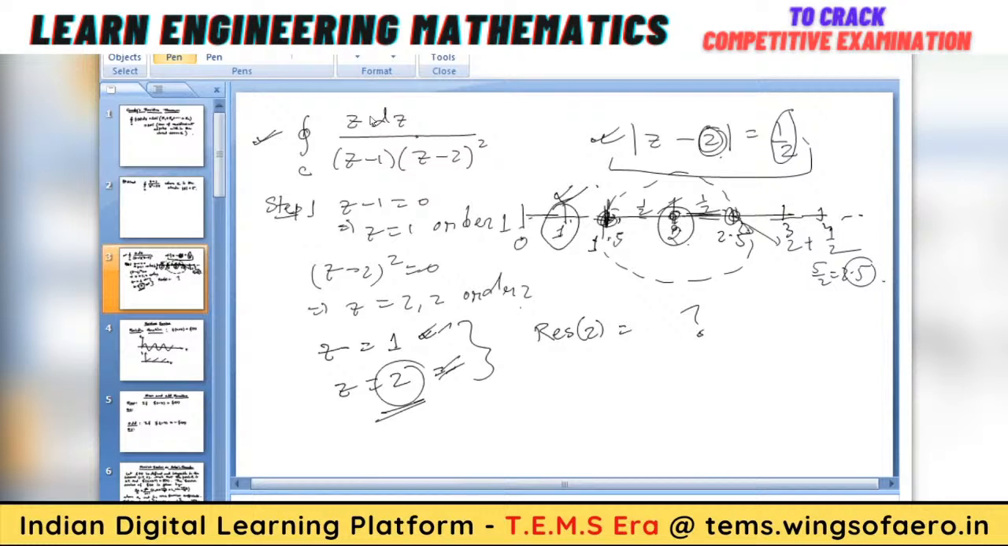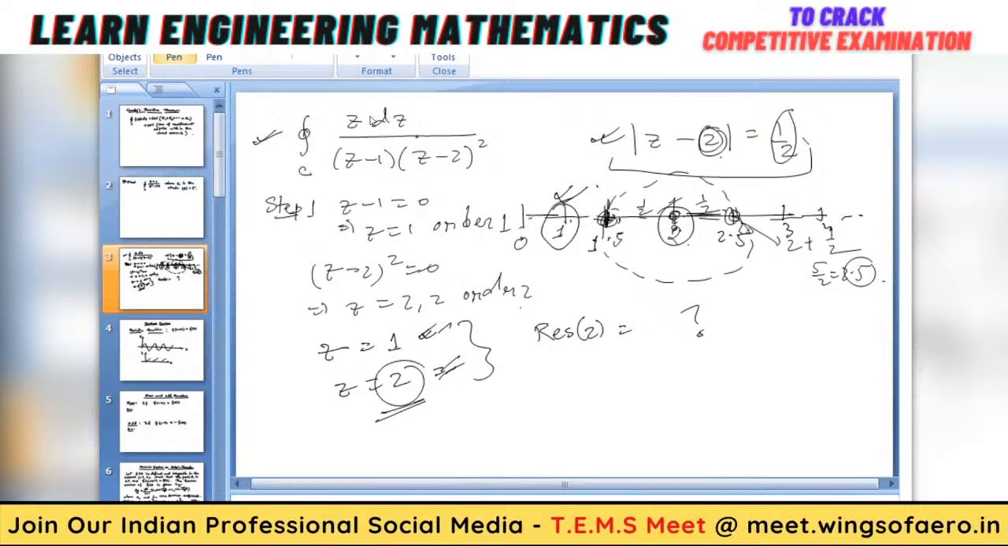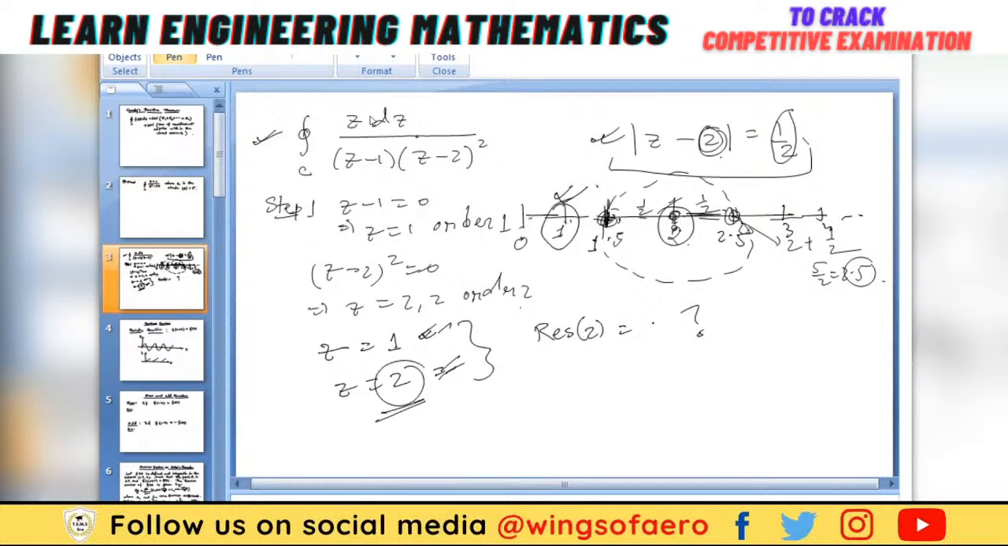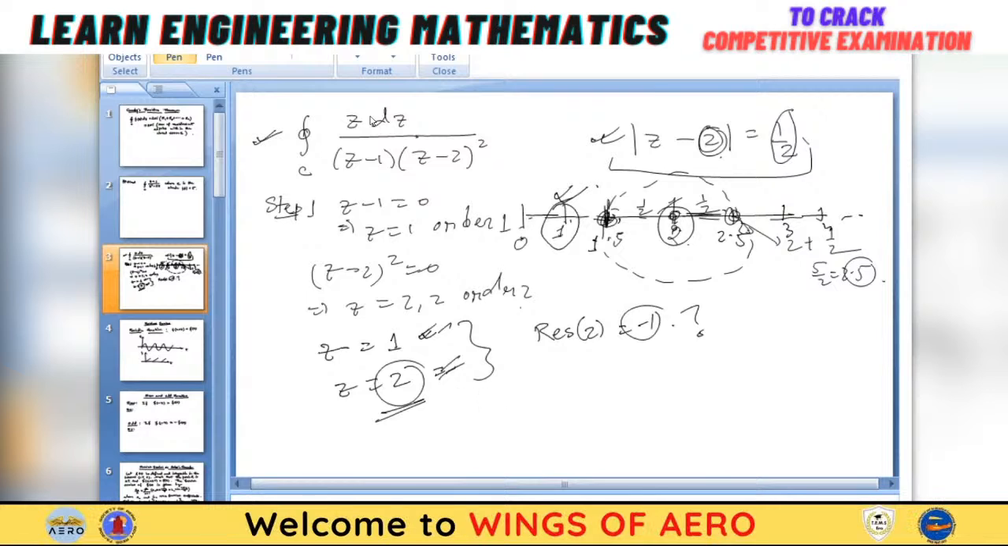Minus 2 pi I, yes, exactly. Minus 2 pi I is the answer of this integration. Then minus 2 pi I means the residue is minus 1. Apply the formula and you can easily find out.